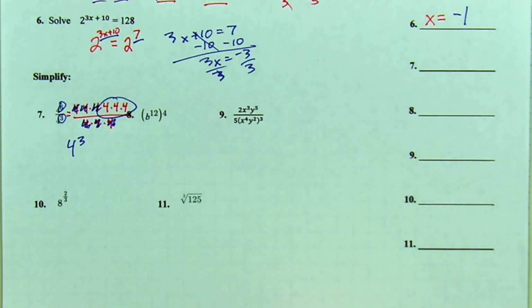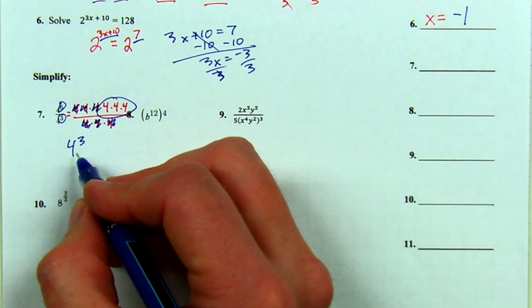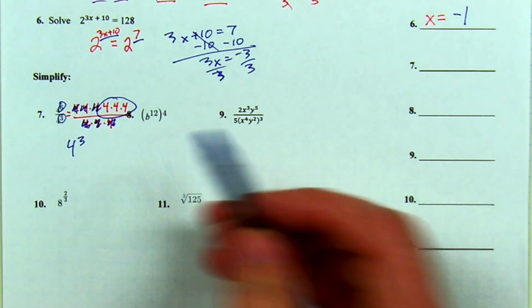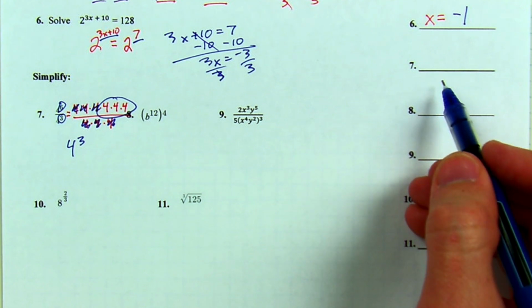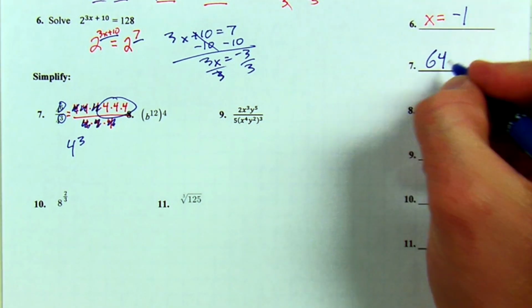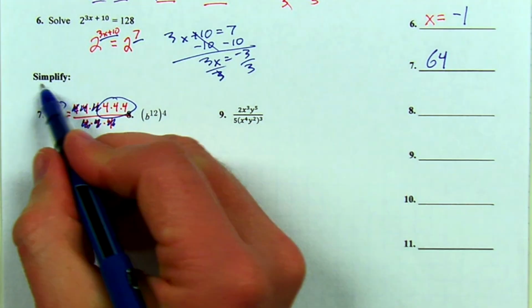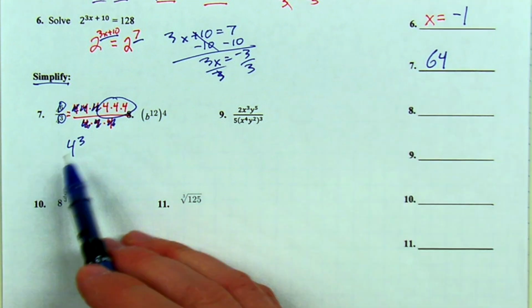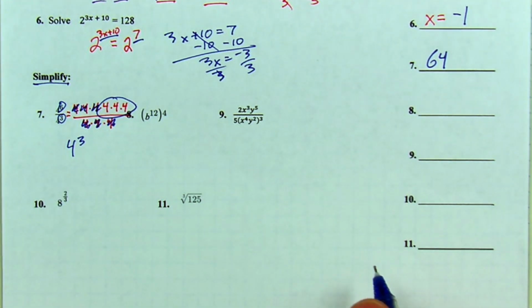But at this point, we can do 4 times 4 times 4. So let's not put 4 cubed in our answer column, right? Let's do 4 times 4 times 4 and say that the answer is 64, right? Because if the directions say simplify, 64 is a simpler number than 4 cubed. So let's write the most simple version of it that we can.